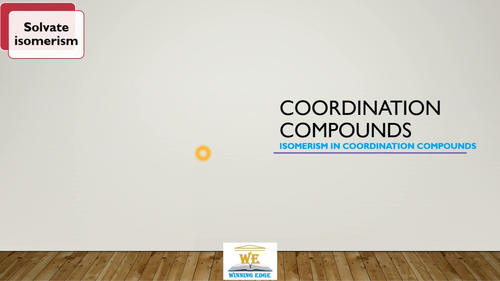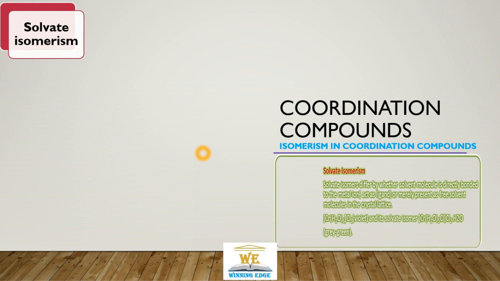Solvate isomerism. Solvate isomers differ in whether a solvent molecule is directly bound to the metal ion as a ligand or merely present as a free solvent molecule in the crystal lattice. Like here, we have water bound directly to the coordination sphere or metal atom, and it's violet in color. A solvate isomer will be when water is present outside the coordination sphere as an ionizable part.